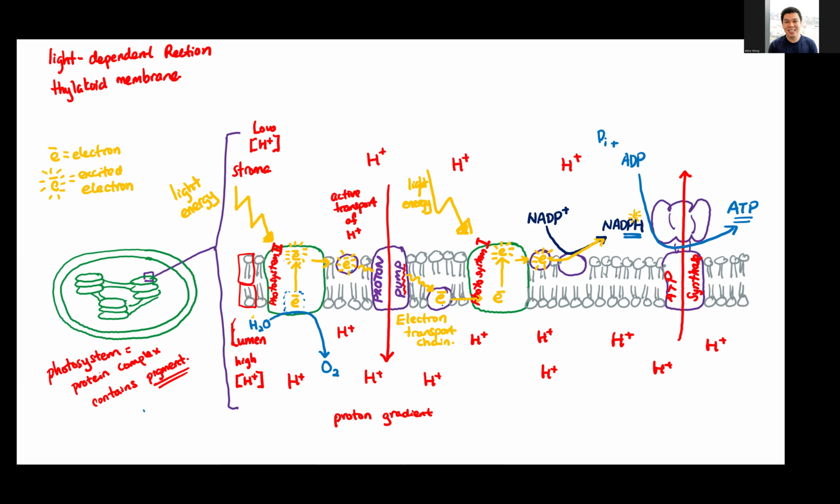So the electron from water, because water has H, it becomes O2, no longer have H. That electron enters photosystem 2 to replenish the lost electron. So in summary, we can say that the role of water in this light-dependent reaction is to donate electron. They are the electron donor for light-dependent reaction.